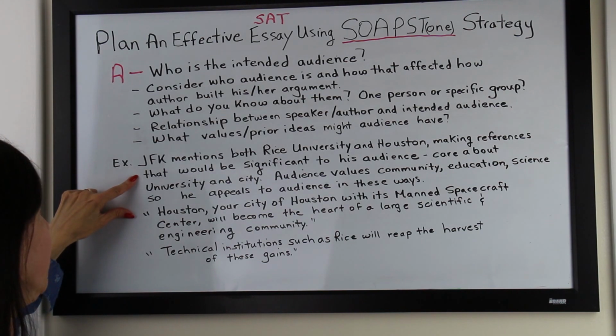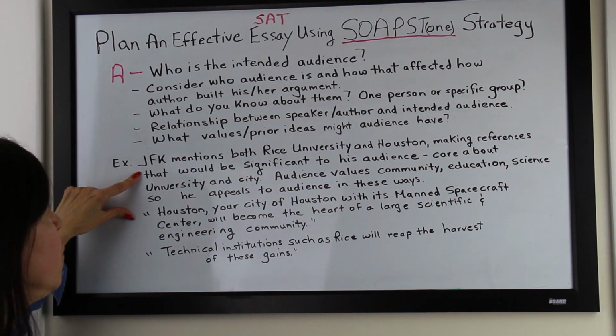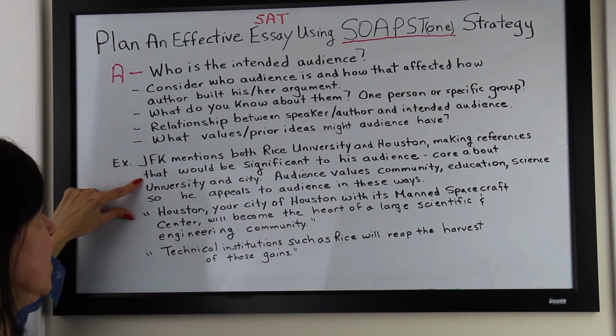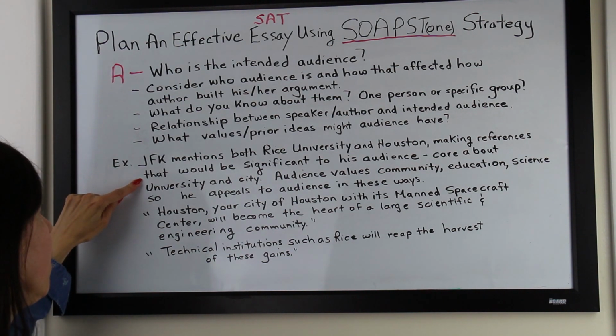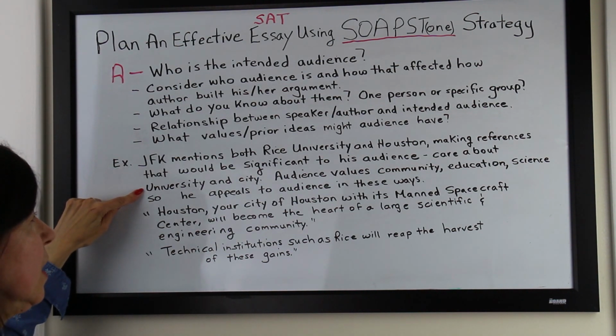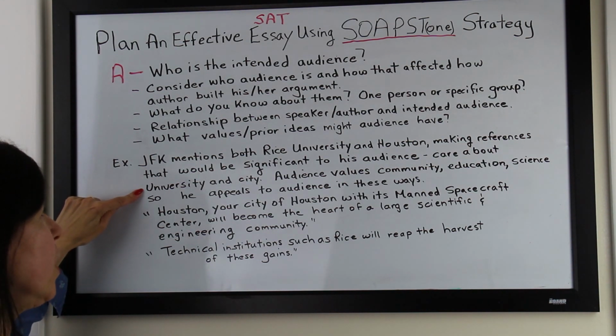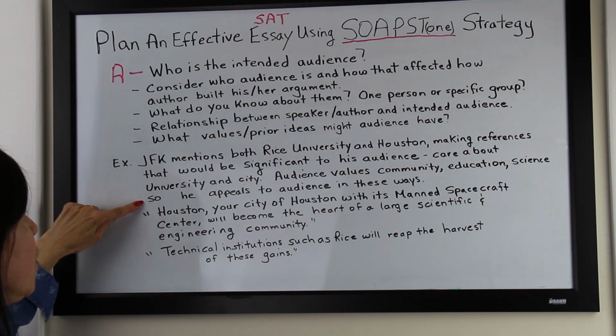Kennedy's speech is a perfect example. In his 1962 speech, he mentions both Rice University and Houston, making references that would be significant to his audience there. He knows they care about the university and the city, and he knows that his audience values the community, education, and science. So he appeals to the audience in these ways.